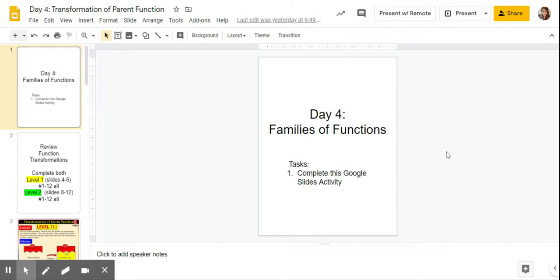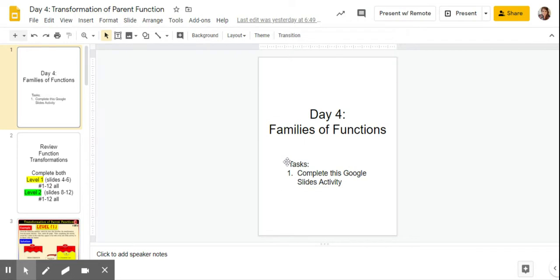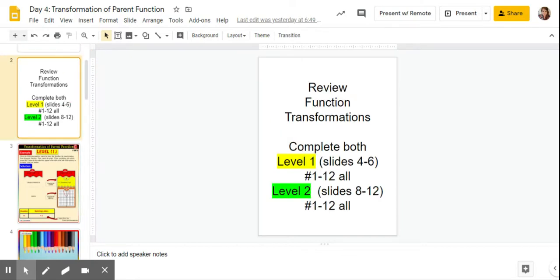I am going to be showing you guys the Google slide that I'm posting into Google Classroom. If you see right here, it says day 4. We're going to still be working on families of functions. Today's activity is to complete this Google slide activity. If you look at slide 2, it tells you exactly which slides you are going to be manipulating. We are going to be looking at level 1 first, which is the yellow cards, on slides 4 and 6. We are going to complete all 1 through 12.